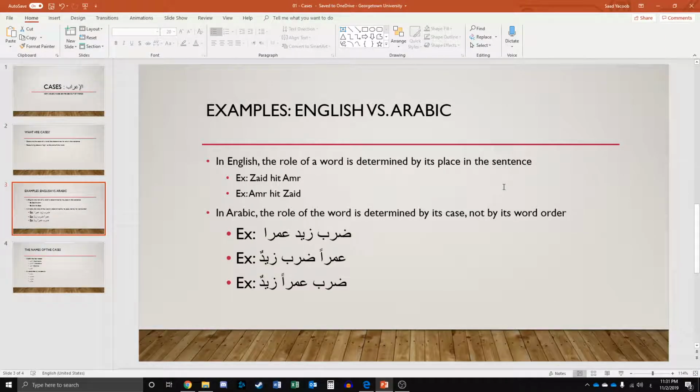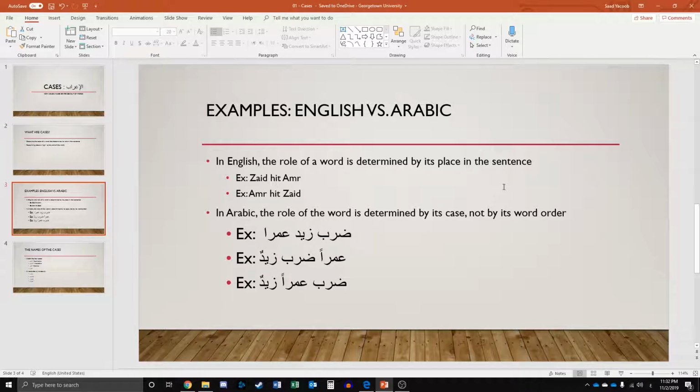So, examples of this. In English, we order words to create meaning through word order. For example, if I said Zaid hit Amr, Zaid is the subject, hit is the verb, and Amr is the object. If I told you Zaid hit Amr, you would know immediately Zaid's the guy doing the hitting, and Amr's the guy who's being hit. If I switch that around and said Amr hit Zaid, then Amr is doing the hitting, and Zaid is the one who's being hit.